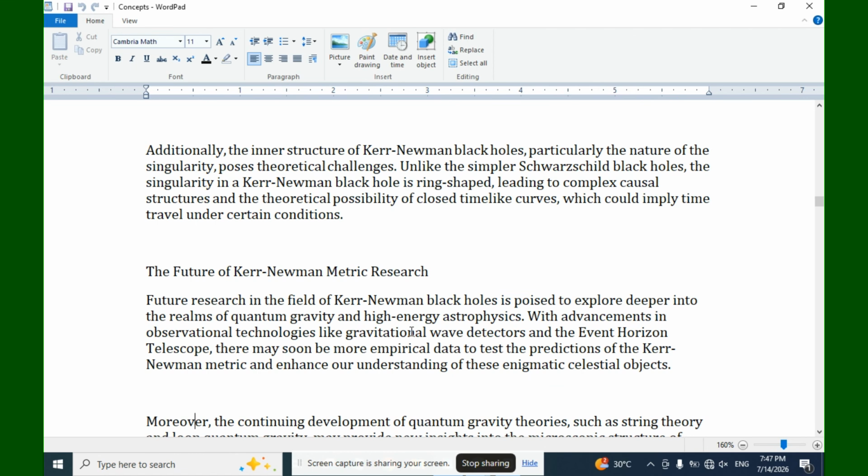The future of Kerr-Newman metric research. Future research in the field of Kerr-Newman black holes is poised to delve deeper into the realms of quantum gravity and high-energy astrophysics. With advancements in observational technologies like gravitational wave detectors and the Event Horizon Telescope, there may soon be more empirical data to test the predictions of the Kerr-Newman metric and enhance our understanding of these enigmatic celestial objects.